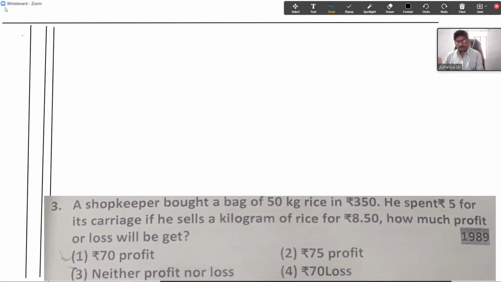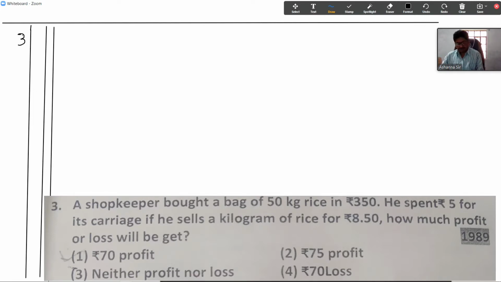Question number 3. A shopkeeper bought a bag of 50 kg rice for 350 rupees. He spent 5 rupees for its carriage. If he sells a kilogram of rice for 8 rupees 50 paise, how much profit or loss will he get?